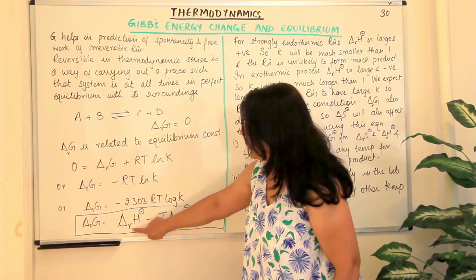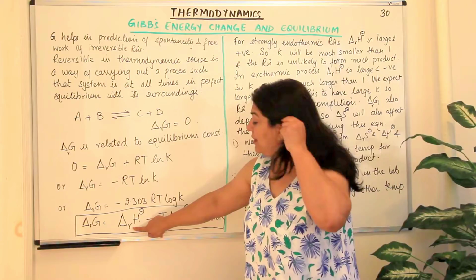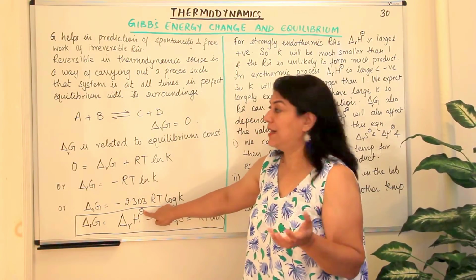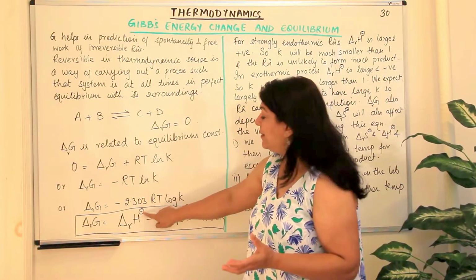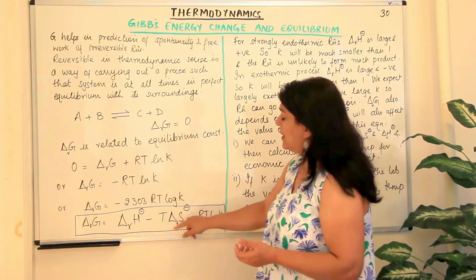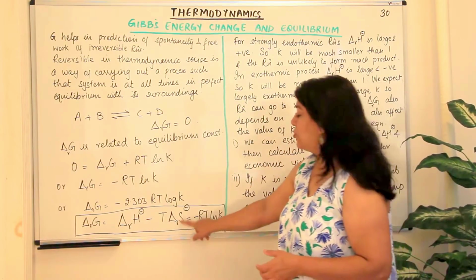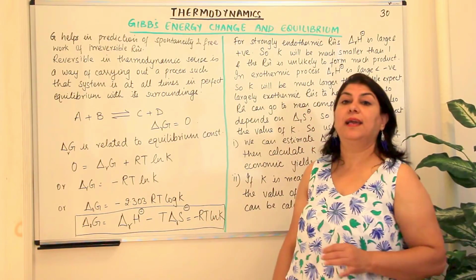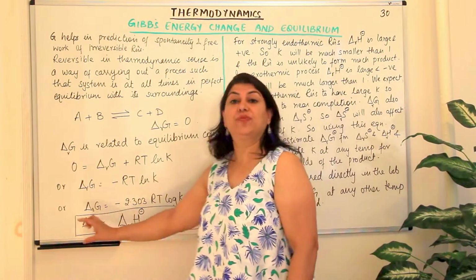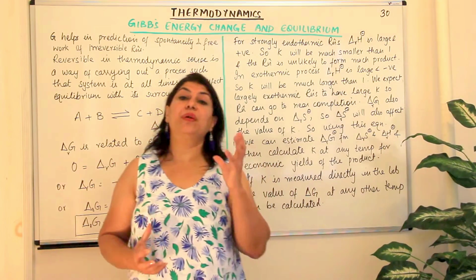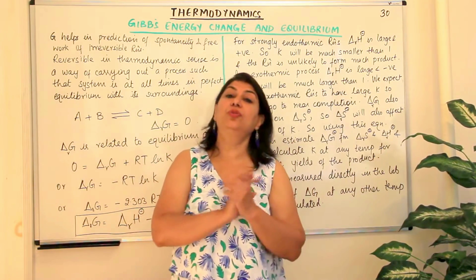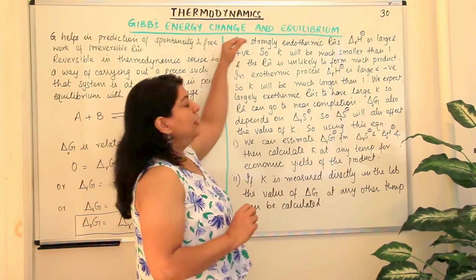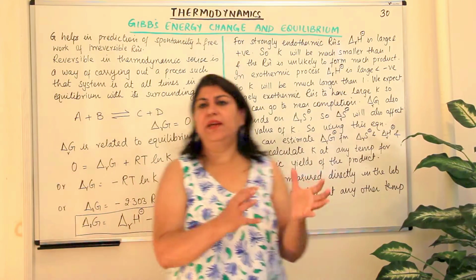Now why have we put the r? Because it is the enthalpy change of the reaction, and the degree sign means it is in the standard states. The reactants and the products are in their standard states. Minus T delta S°, it means the same thing, it's only for the reaction, would be equal to minus RT ln K. Now it is this equation which becomes the most important when you are relating delta G to the equilibrium constant.